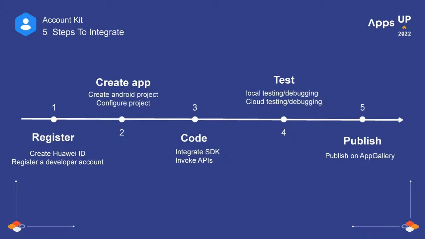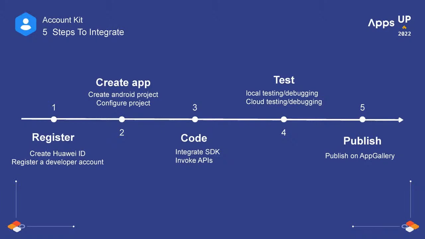The next step will be creating an app on Huawei App Gallery, and you have to create an Android project or use your existing app to configure it. Then the third step will be integrating the Account Kit SDK and invoking the different APIs that it offers. The fourth step will be testing your app to make sure it works, and Account Kit requires a Huawei device.